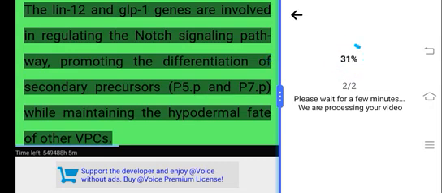The LIN-12 and GLP-1 genes are involved in regulating the Notch signaling pathway, promoting the differentiation of secondary precursors P5.p and P7.p while maintaining the hypodermal fate of other VPCs.